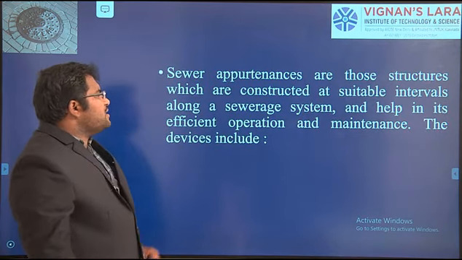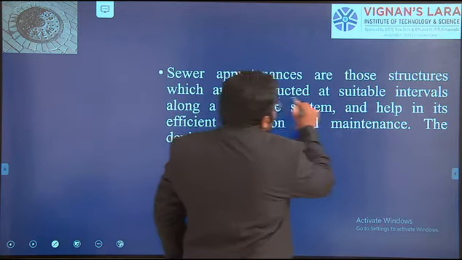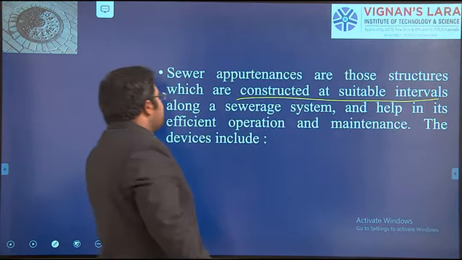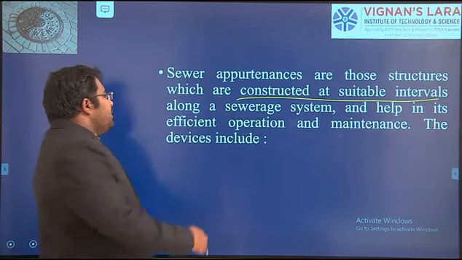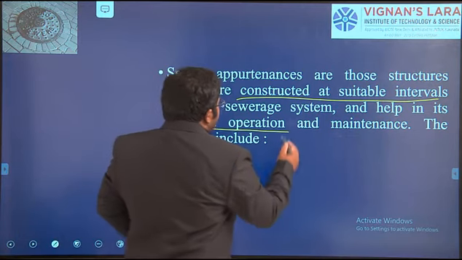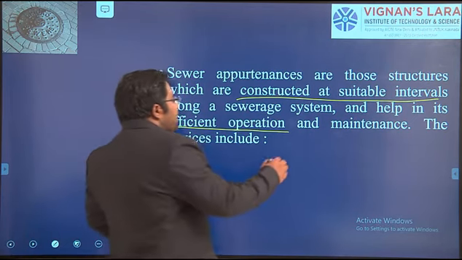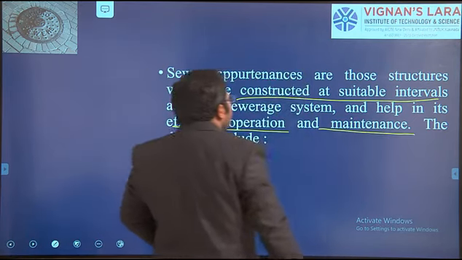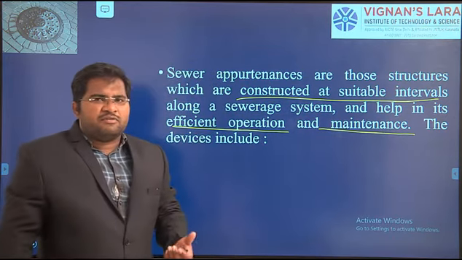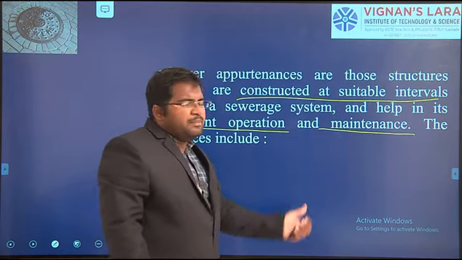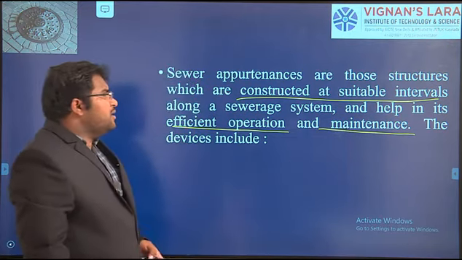Sewer appurtenances are those structures which are constructed at suitable intervals along a sewerage system and help in its efficient operation and maintenance. As we said, we can repair, we can maintain. We will do that with the help of these appurtenances.